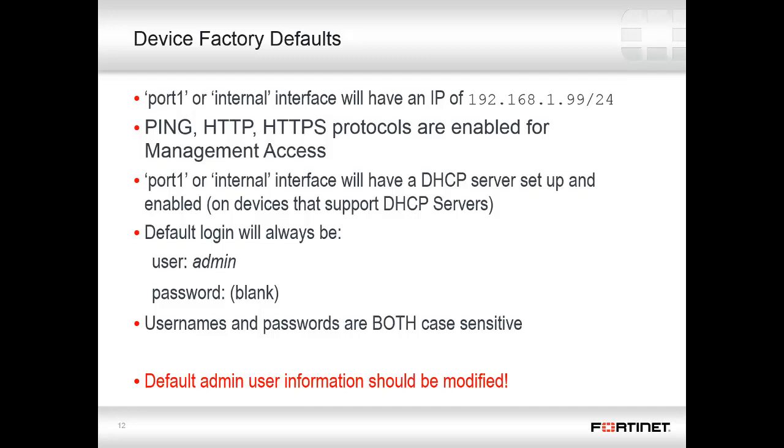Every FortiGate FortiWi-Fi device has the same default setup. Port 1 or the internal switch, depending on your hardware, will have an IP address of 192.168.1.99 on a /24 subnet with ping, HTTP, and HTTPS access enabled. There will also be a DHCP server on that interface for almost all of the models, so you can easily get an IP. The default username for login is admin with a blank password. Both the password and username are case sensitive.